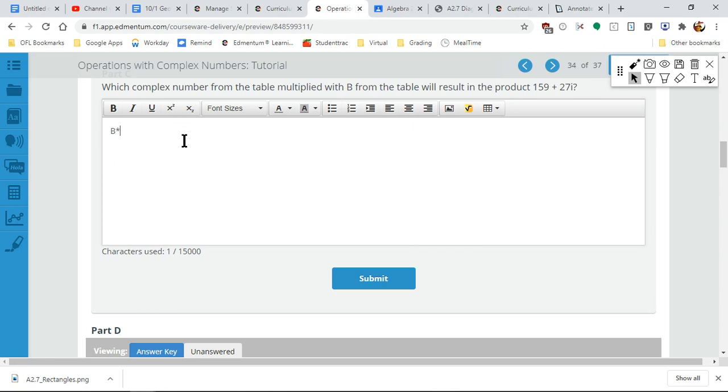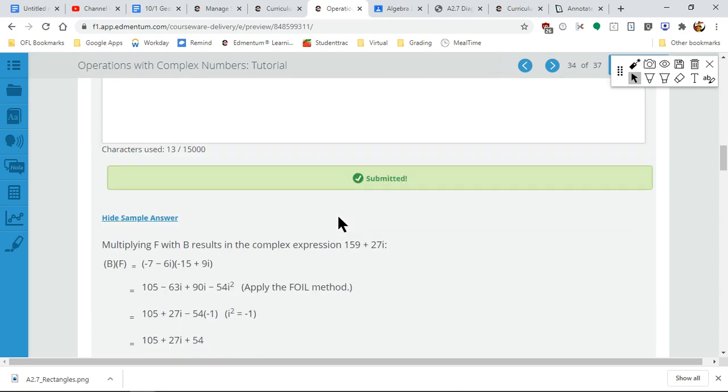Where's my multiplication sign? I'll just put an asterisk. BF equals 159, 27. I'll do the rest just to kind of prove my theorem. Or actually, I don't even have to do that. I can show you guys the sample answer.